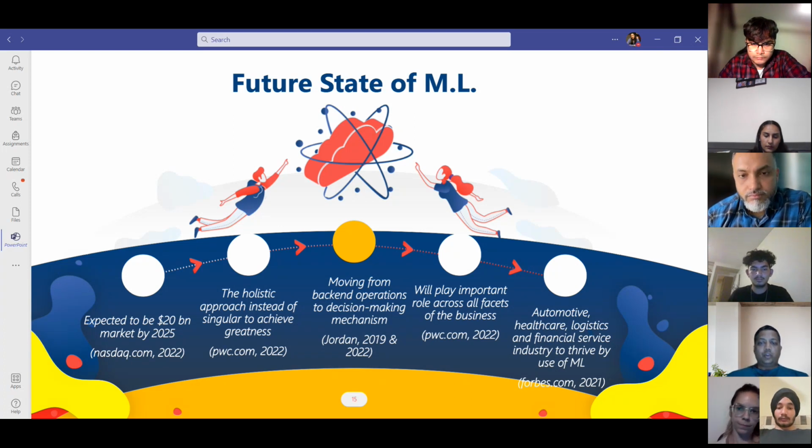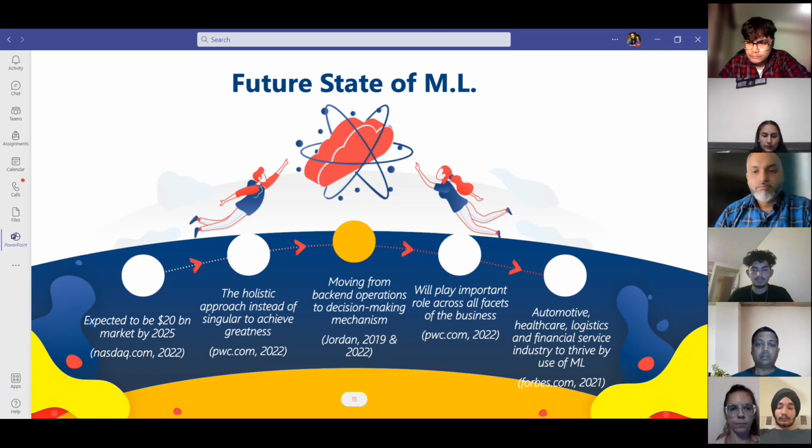It is also going to play a major role across all the functions of the business, right from sourcing, operations, and finance, and even mergers and acquisitions are seeing some scope in machine learning. All the tasks of due diligence are taken care of by machine learning.